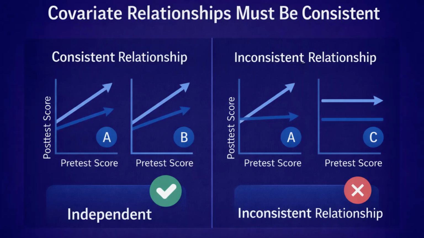Next, the covariate must relate to the outcome in a consistent way across groups. This is the most important additional assumption in ANCOVA. In simple terms, the covariate has to work the same way for everyone. If higher pretest scores predict higher post-test scores in one group, but not in another group, a single adjustment is no longer fair. In that situation, standard ANCOVA is not appropriate.